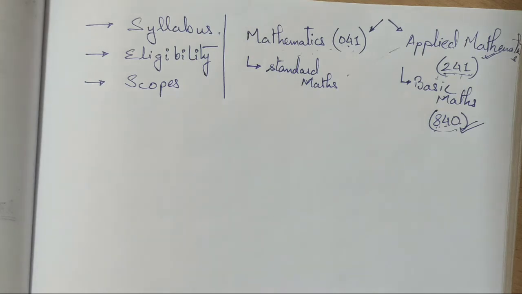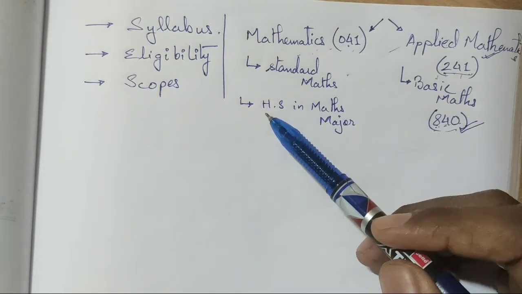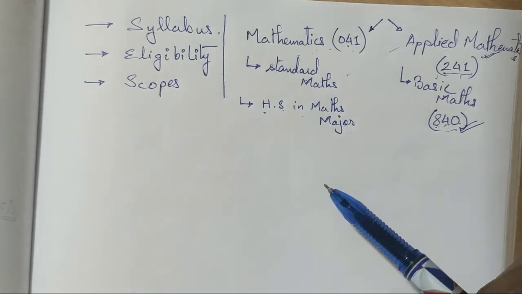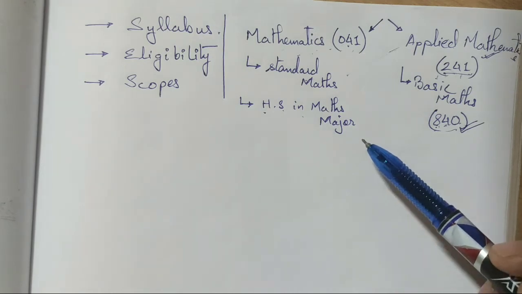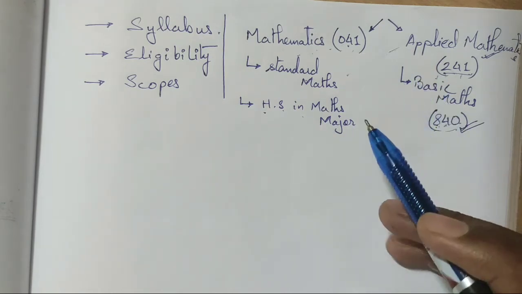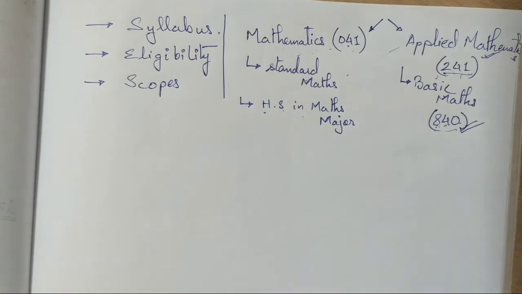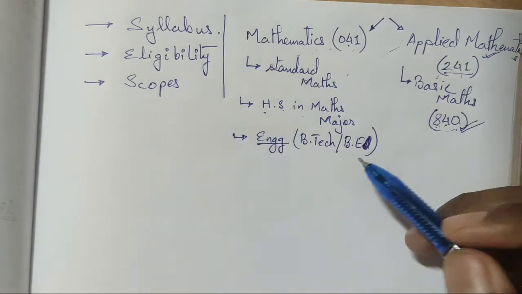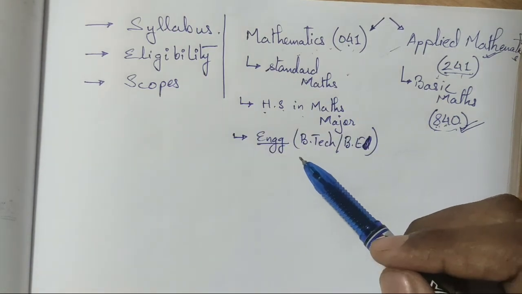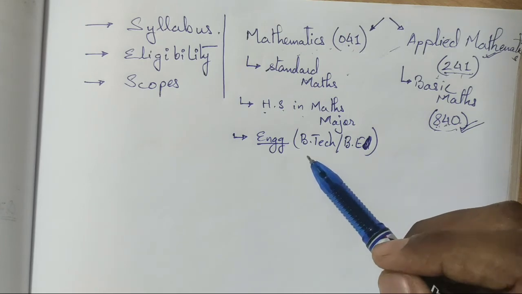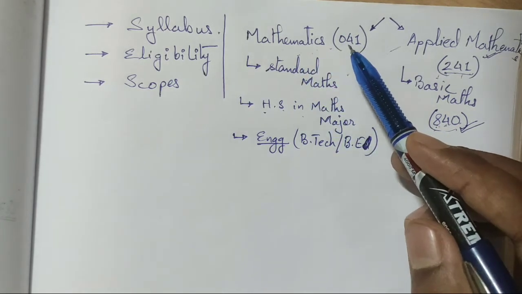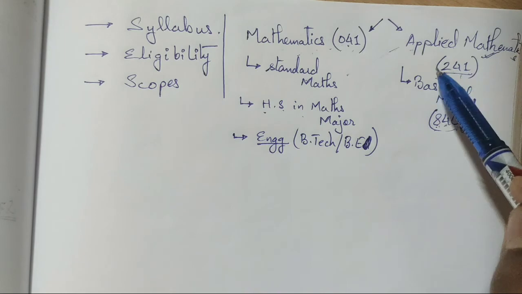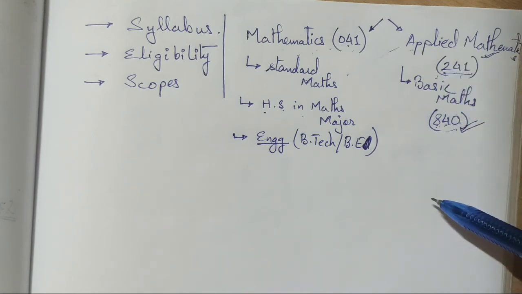So first of all, let me talk about the scopes of 041. You can take higher studies. This is not higher secondary, this is higher studies in mathematics major, like you can take BSc maths major, or MSc maths major, or PhD maths. This can be done with 041. And then most important is BTech and BE. For engineering, you need this 041 maths. You will not be able to do engineering if you are taking 241 as your maths.